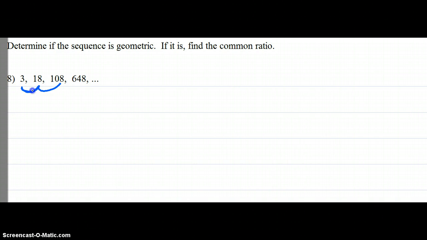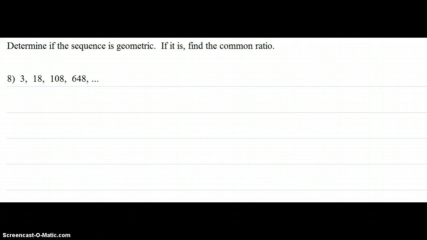So we'll look to see if there is a pattern that we can see. Is there a number that if I multiply it by 3, I'll get 18? Some of us will see that that's 6. If I multiply 18 by 6, I'll get 108. Multiply by 6 again, I'll get 648. So yes, this is a geometric sequence, and if they ask us for the next couple terms, just keep multiplying by 6.